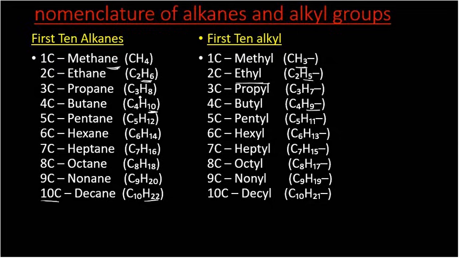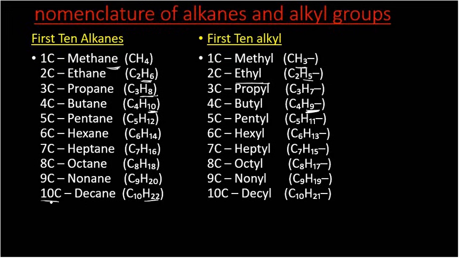How about propane? Propane is also the same. This side is propane with 3 carbons and 8 hydrogens. But when you go to this side, it is referred to as propyl after removing one hydrogen. So we are only removing the hydrogen. We are not removing the carbon. How about butane? Butane is also the same. Butane is C4H10. But after removing one hydrogen, it becomes C4H9. So we have removed one hydrogen.